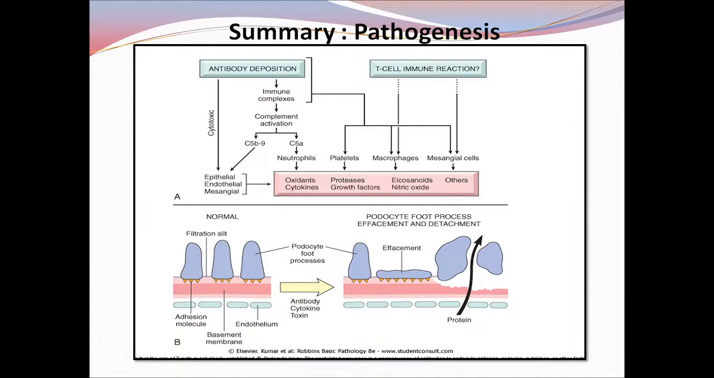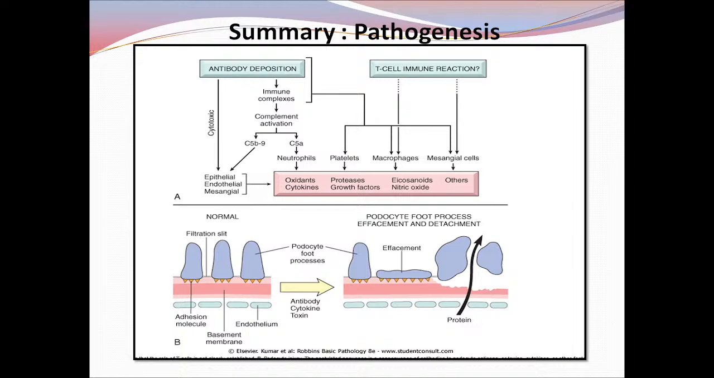So, this is a diagram from Robbins, where you can appreciate this is antibody mediated disease, where there may be epithelial, endothelial or mesangial deposition, and when there is a T cell immune mediated reaction, there may be T cell mediated pathology. They may be affecting the platelets, macrophages and mesangial cells, and then there is a release of these proteases, growth factors, nitric oxide, and together they damage the glomerular components. Okay.